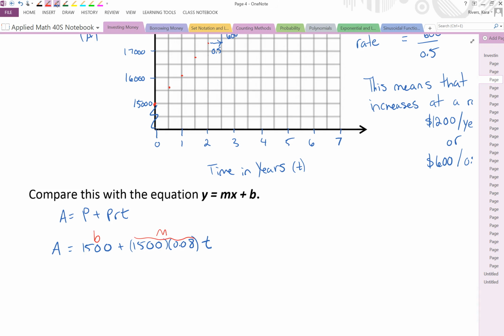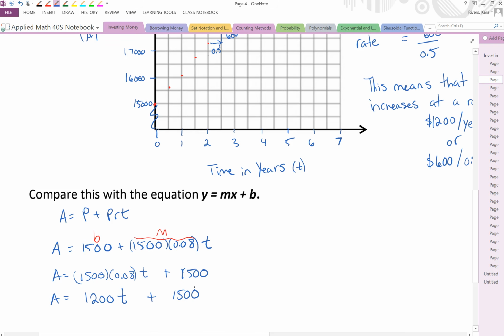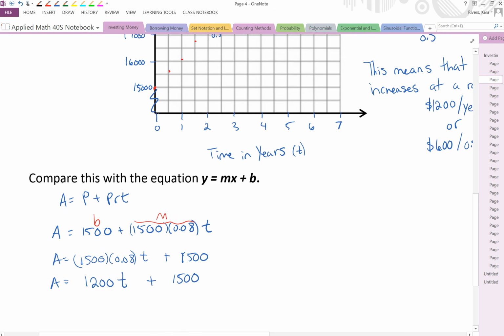So if you rearrange it, 1,500 times 0.08 t plus 1,500, because that's our starting value, right? That would be our y-intercept, and you can see it right here on the graph. Our starting value is 1,500. If I multiply 1,500 times 0.08, we get that 1,200 t plus 1,500. So our equation of our line is exactly that.